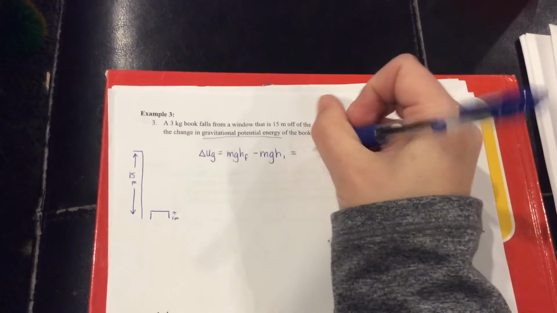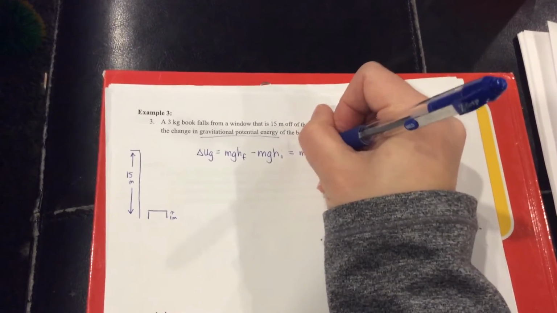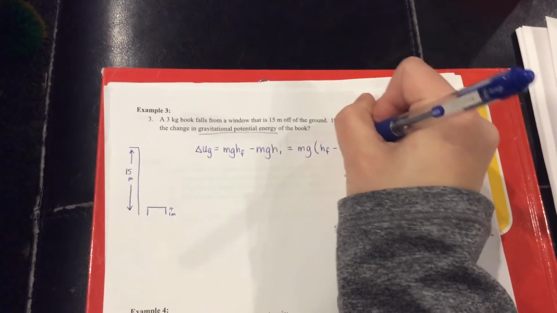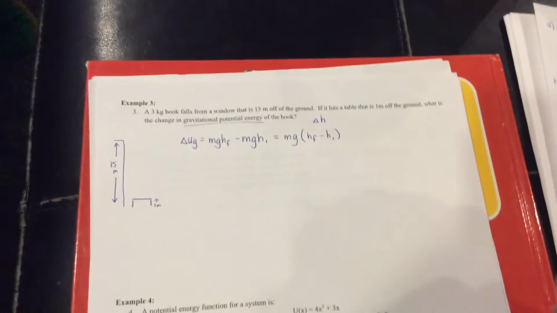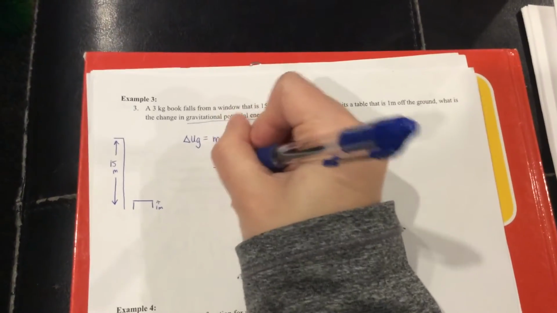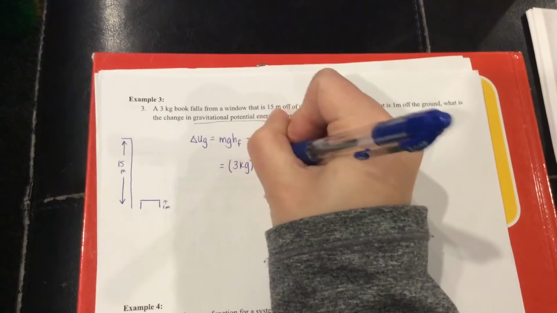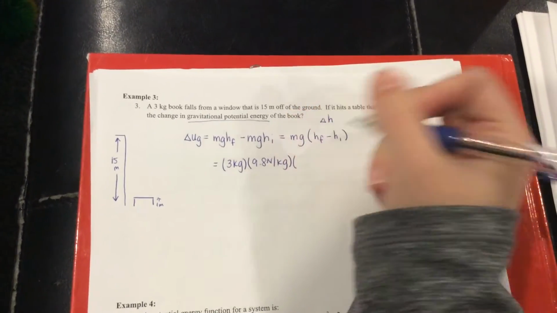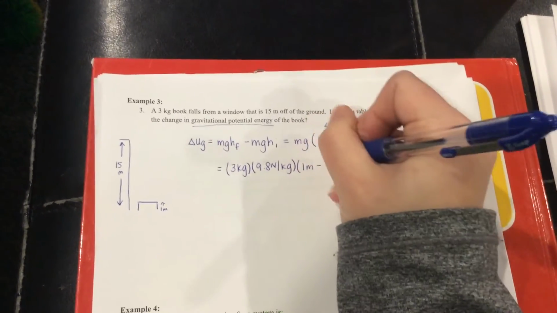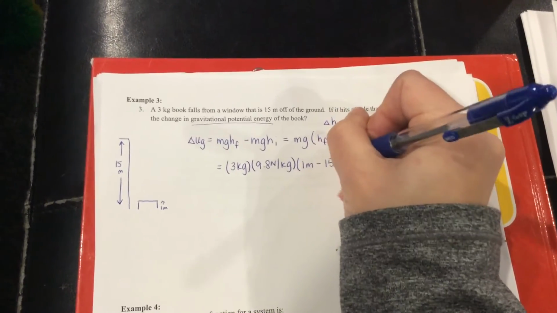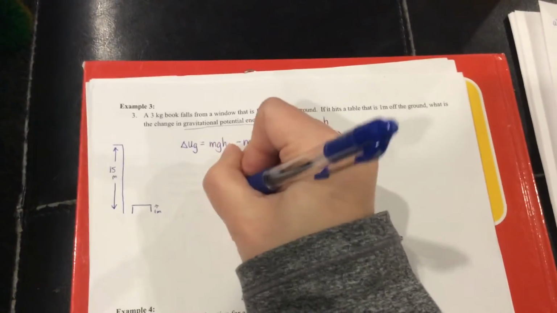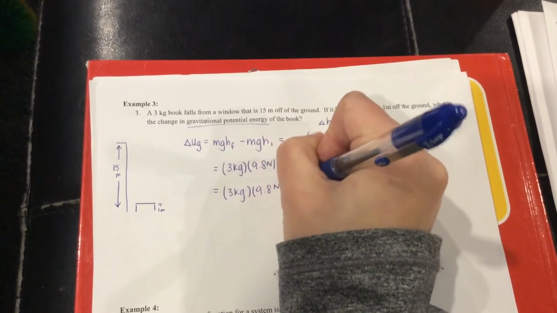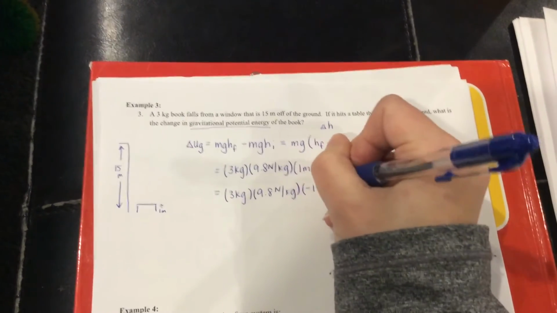We get that our change in gravitational potential energy is going to be the mass times g times the final height minus the initial height, or delta h. Okay? And so then we can just plug in 3 kilograms times 9.8 newtons per kilogram times the final height, 1 meter, minus the initial height, which was 15 meters. That becomes 3 kilograms times 9.8 newtons per kilogram times negative 14 meters.